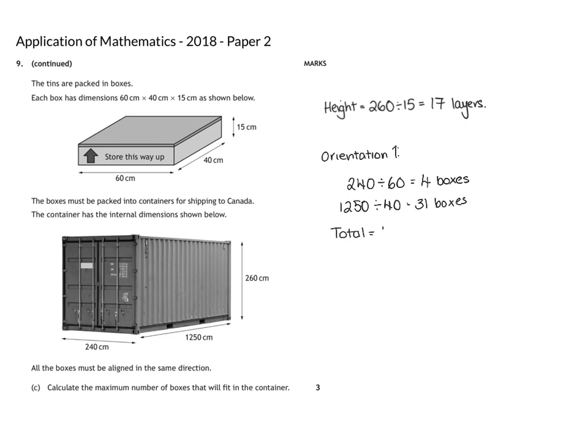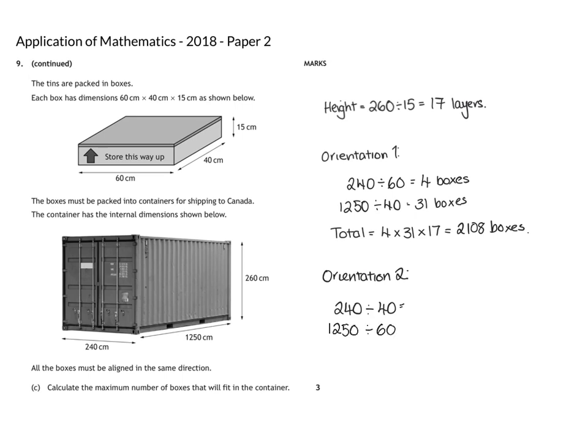So the total is going to be 4 times 31 times 17. So we get 2,108 boxes if we pack it that way. So we have to then look at orientation 2. That is where we have the box kind of rotated round. So it's the 40 centimeter side that is matched with the 240, and the 60 will be matched with the 1250.